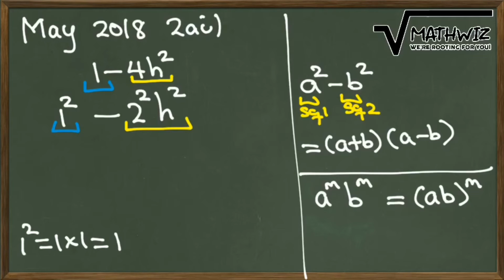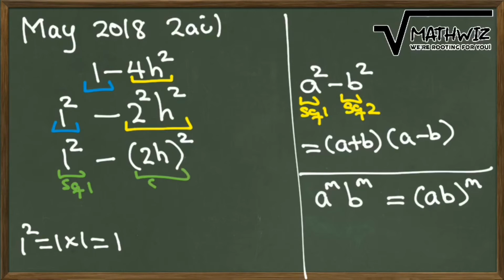So it's getting closer, not quite there, but I'm kind of seeing it. So I say, okay, how about I use my rule of indices, which says that if I have a to the m times b to the m, then I can express this as ab all to the m. So now this looks clear. Now I can see that this is square 1 minus square 2. So the a in this case is the 1, and the b in this case is the 2h.